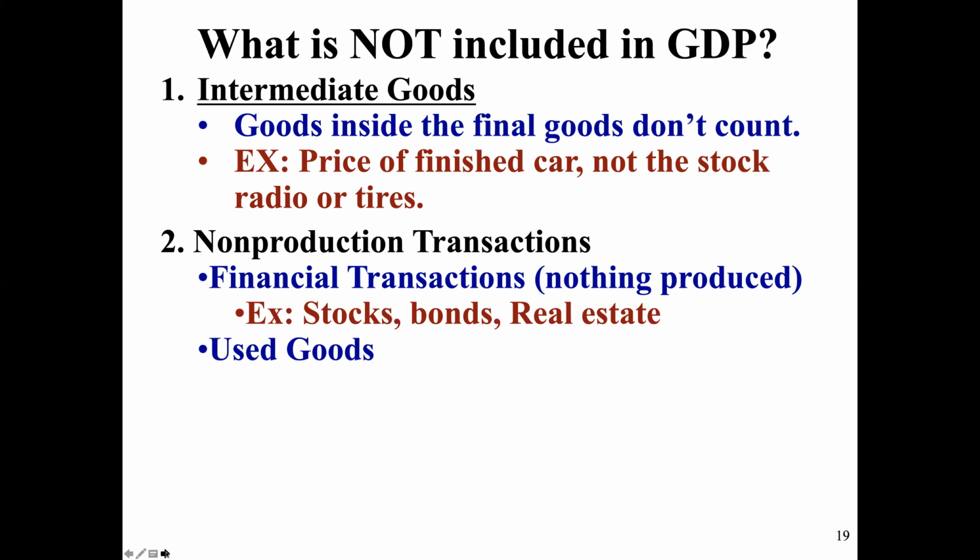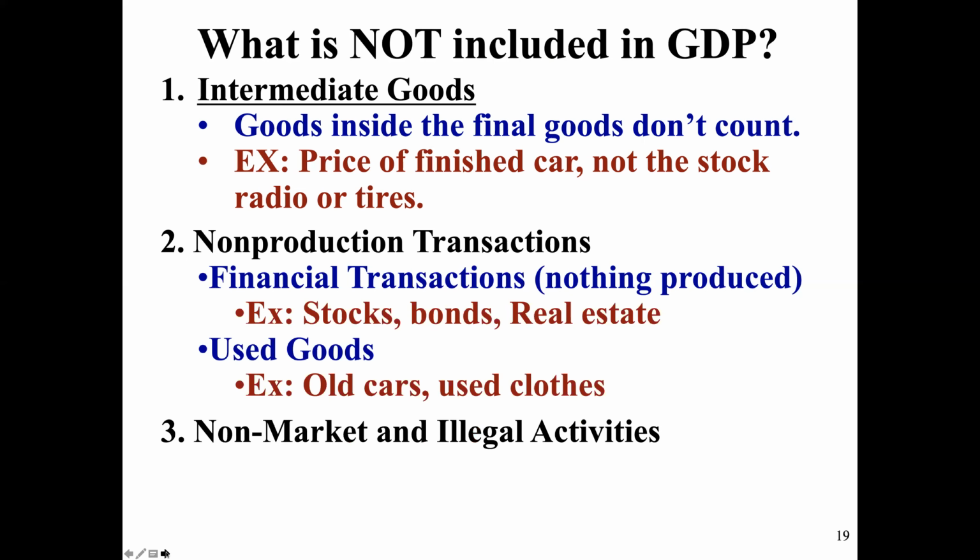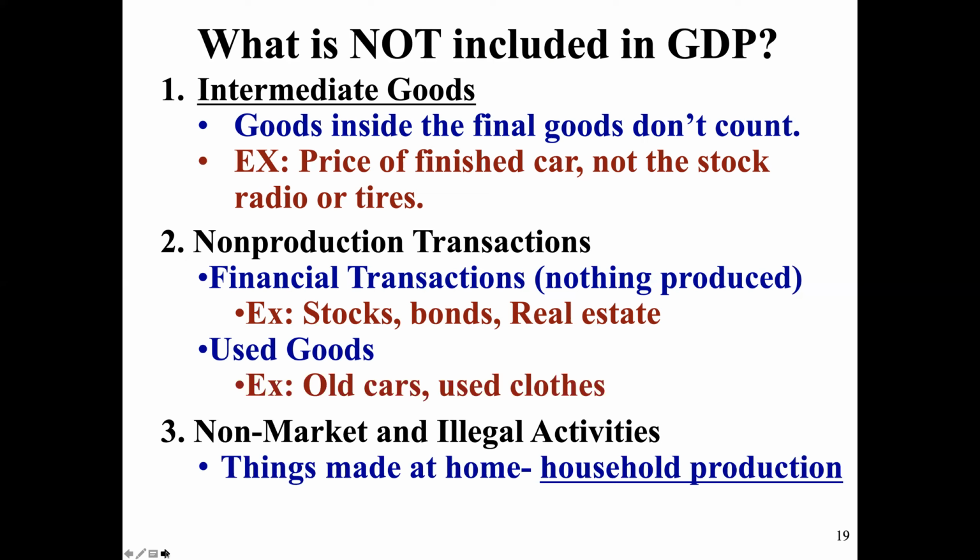We care about what's produced, right? That's the value there. And then used goods don't count towards GDP. So an old car, used clothes, they're not going to count towards GDP. When they were new, they counted in that year's GDP. So we don't want to count them again in the year that they're repurchased. And then finally, non-market and illegal activities don't count.